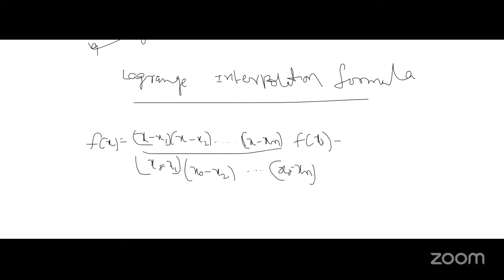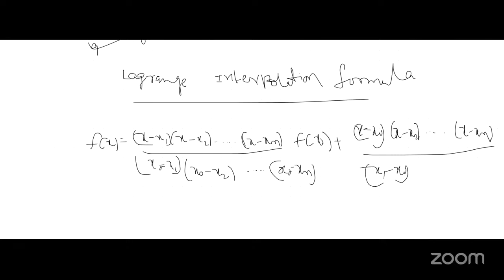plus next (x minus x naught), (x minus x2), so on (x minus xn) by (x1 minus x naught) and (x1 minus x2), so on (x1 minus xn), into f of x1, plus so on. So this is the Lagrange interpolation formula.